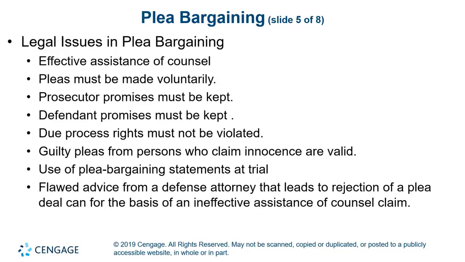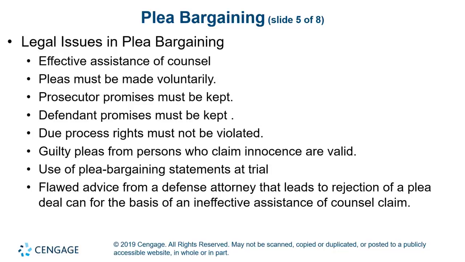So the court has ruled in several key cases that defendants are entitled to the effective assistance of counsel to protect them from pressure and influence. That pleas must be made voluntarily without pressure. That, as it relates to plea bargaining, any promise made by the prosecutor during the plea negotiation must be kept after the defendant admits guilt in open court. So you have to keep your promises, okay? Defendants must also keep their side of the bargain to receive the promised offer of leniency.